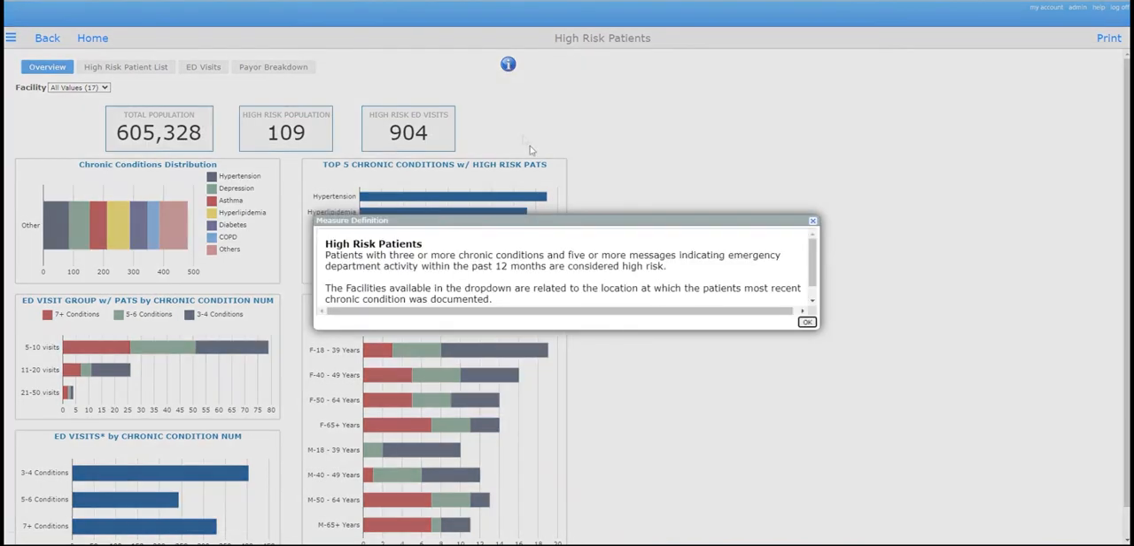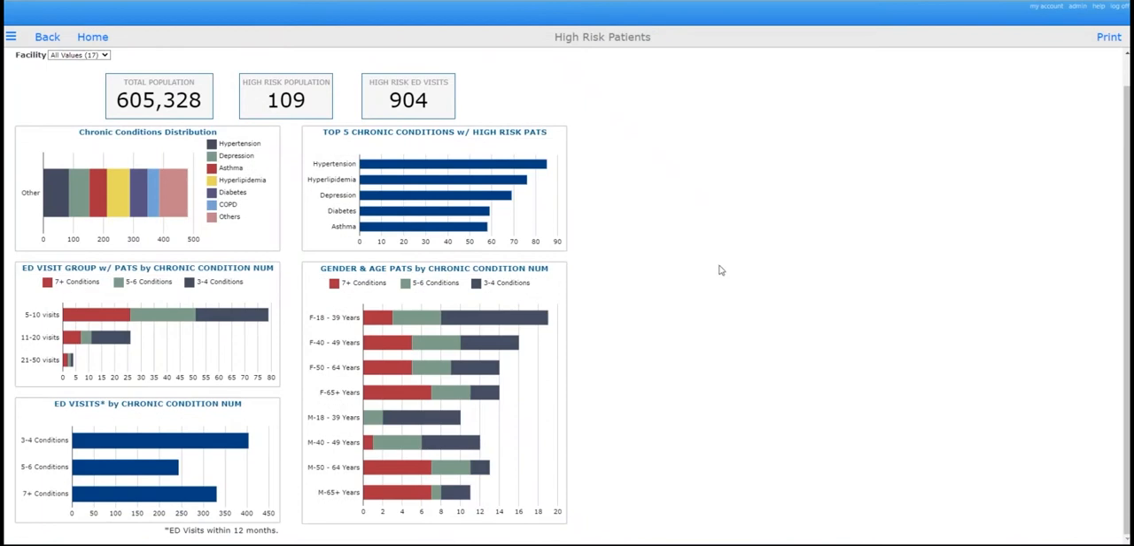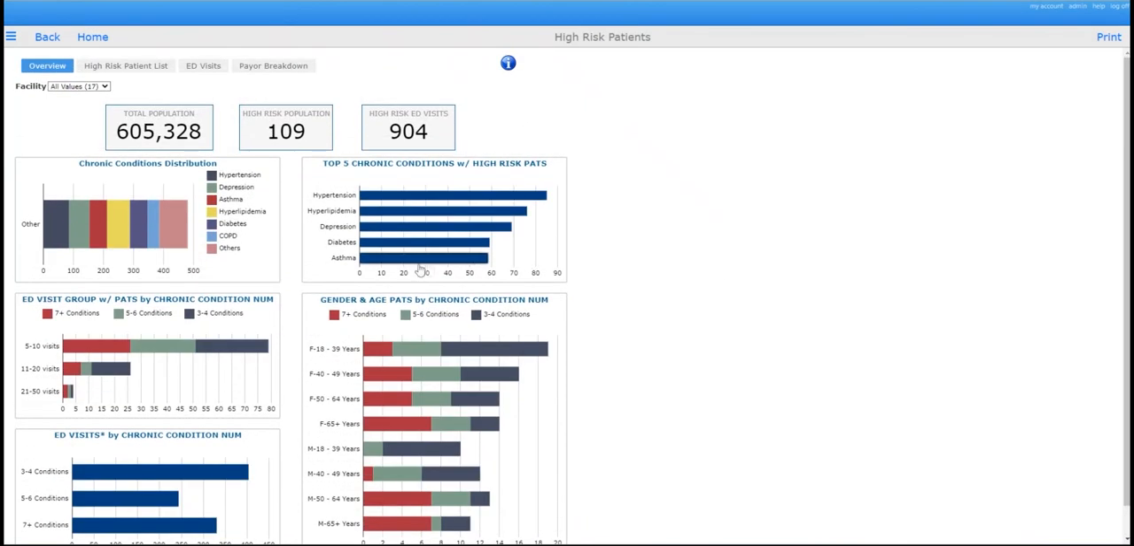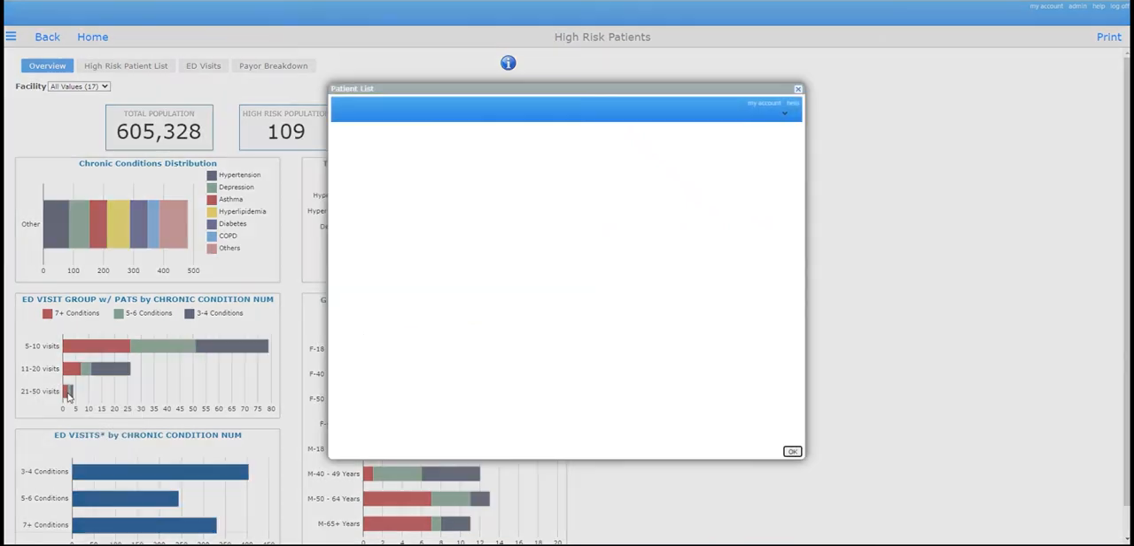So you can see that we consider a high-risk patient a patient with 3 or more chronic conditions and 5 or more emergency room visits. We've broken down the patients by condition, by the top 5 chronic conditions, gender and age, and also number of emergency room visits. So if one of your provider members would like to see their patients with 21 to 50 emergency room visits in the past 12 months, they could just drill down into this graphic.